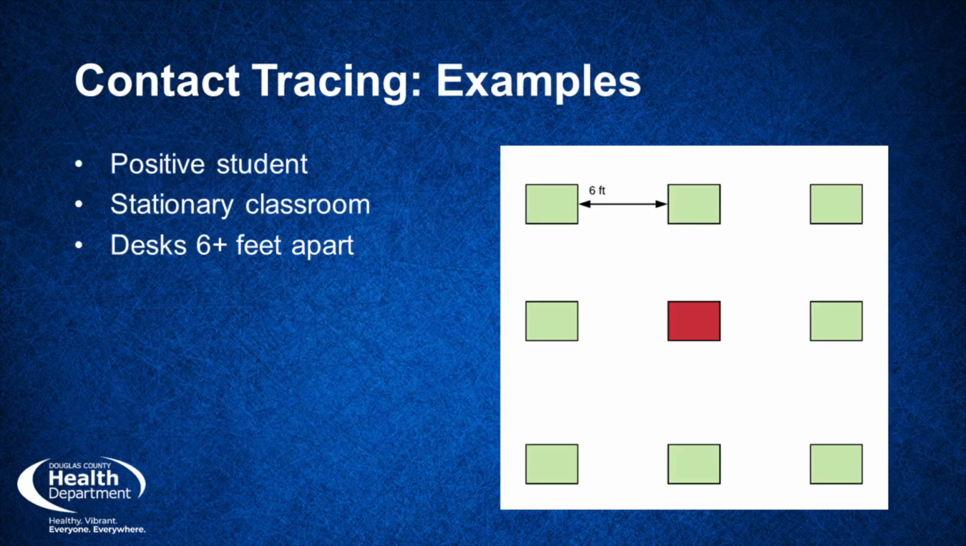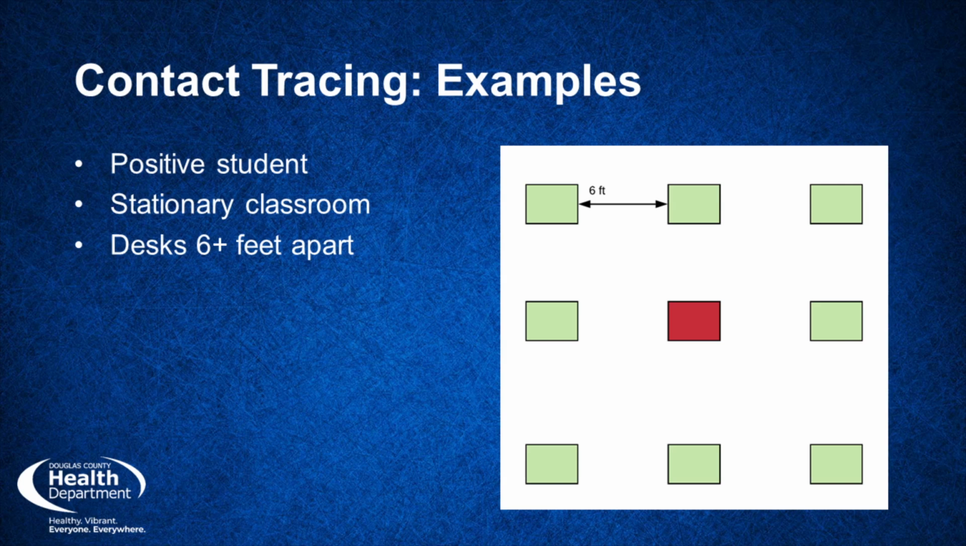So here's an example of a classroom where you have a positive student. It's a stationary classroom, so the class stays in this classroom and doesn't move. In this situation, the desks are 6 feet apart, so you don't have anyone within that 6 feet, 15-minute close contact criteria. So in this example classroom, no one would need to be sent home. Obviously, you would still have to take into account where's the teacher, sports, extracurriculars, and other times.